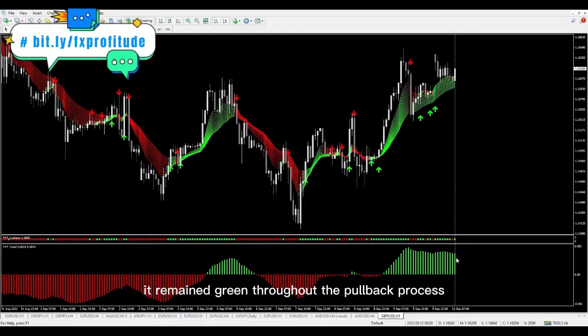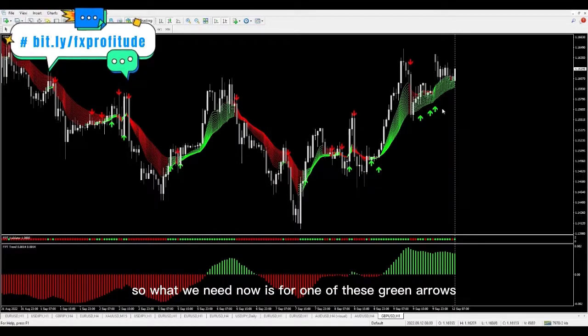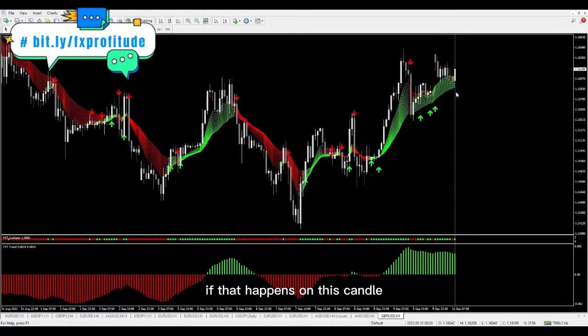It remained green throughout the pullback process, which is what we need to see in order to take a long trade. So what we need now is for one of these green arrows to appear under the current candle. If that happens on this candle, I will get into a long trade. So for now, I'm going to pause the video and I'll get into a trade if I get that signal.